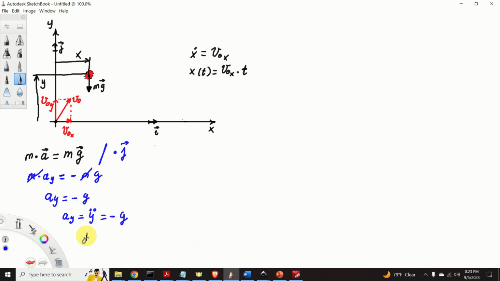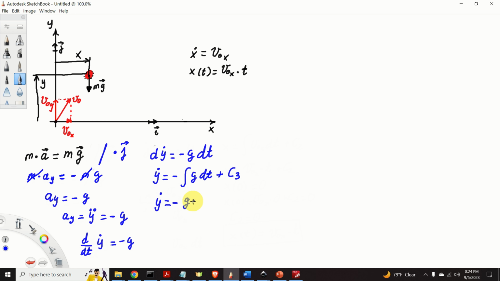From this equation, we obtain that d over dt y dot is equal to minus g, or d y dot is equal to minus g dt. Next, let's integrate this equation. As the result, we obtain y dot is minus integral g dt plus some constant c3. Since g is constant, we can write y dot is minus g times t plus c3.